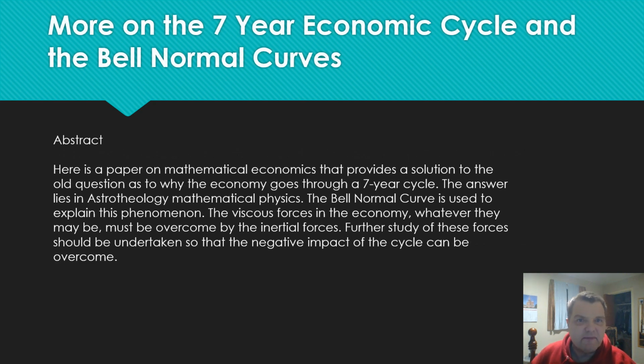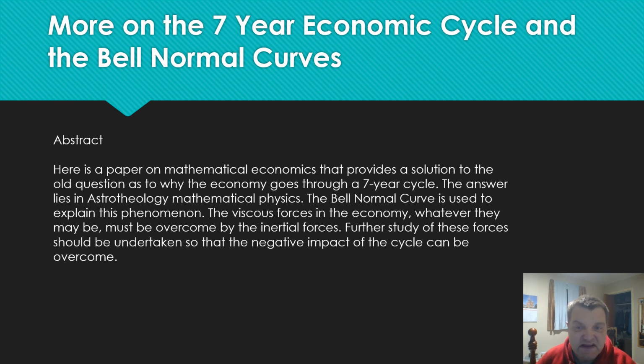So this is the final paper. More on the 7-year economic cycle and the Bell normal curve. Here is the paper on mathematical economics that provides a solution to the old question as to why the economy goes through a 7-year cycle. The answer lies in astrotheology mathematical physics. The Bell normal curve is used to explain this phenomenon.